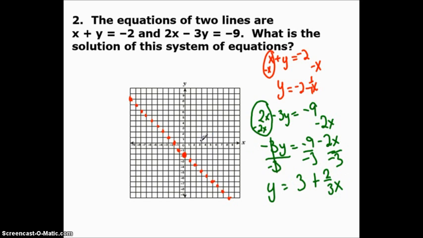Okay, so 3 is where I begin, so I go up the y-axis to 3. And then 2/3 is how I move. So I'm going to move 1, 2, 1, 2, 3. Now I can quickly see that I'm going away from the red line and I want to know where I intersect, so I'm going to reverse that and go down 2 and to the left 3.